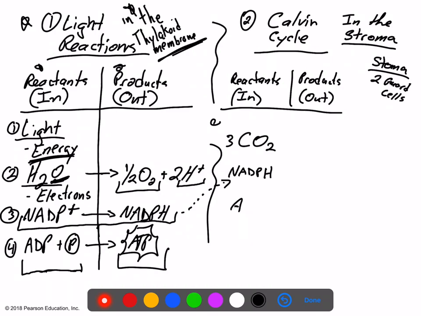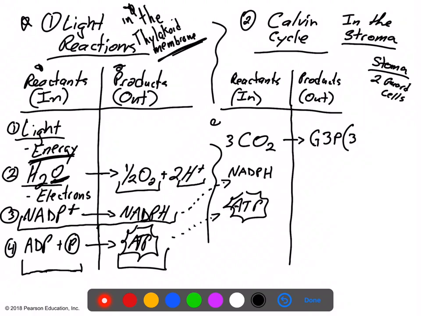So do you see that the light reactions are now feeding the Calvin cycle, right? We're also going to need ATP. And guess where that comes from? That's right, also from the light reactions. And once the Calvin cycle gets these 3 reactants, these 3 ingredients, what happens to them? Well, the 3 CO2 molecules are going to be turned into a molecule called glyceraldehyde 3-phosphate. Otherwise, it's just a 3-carbon sugar.